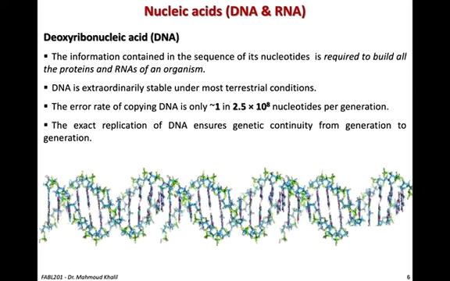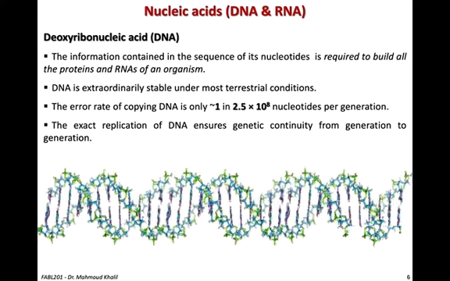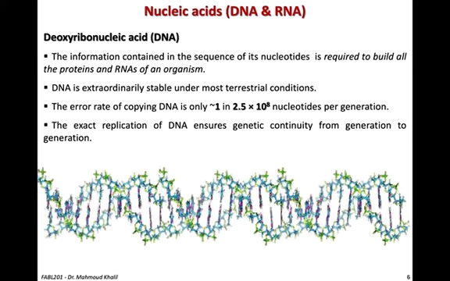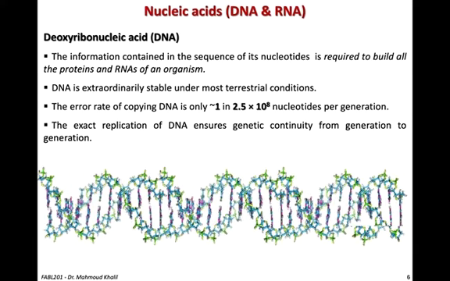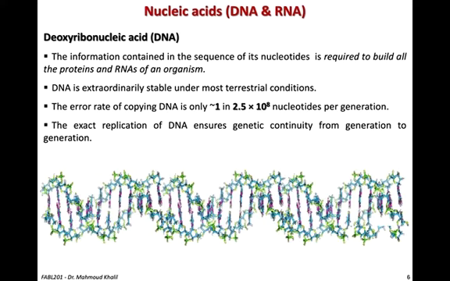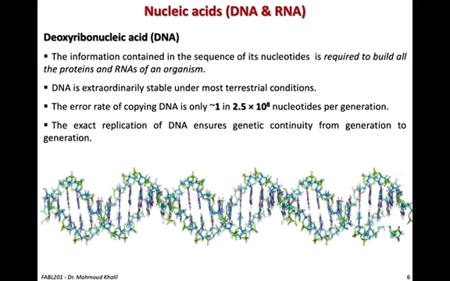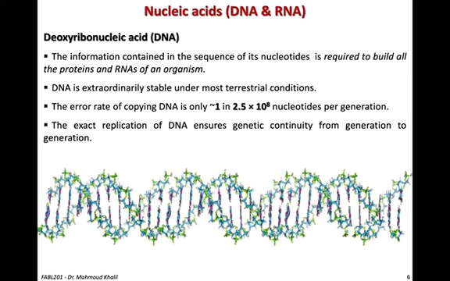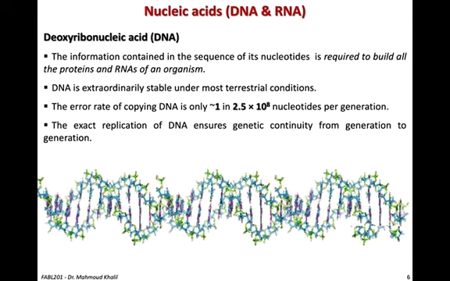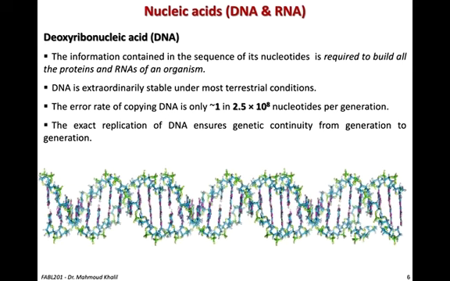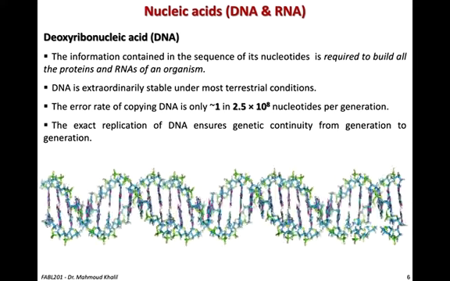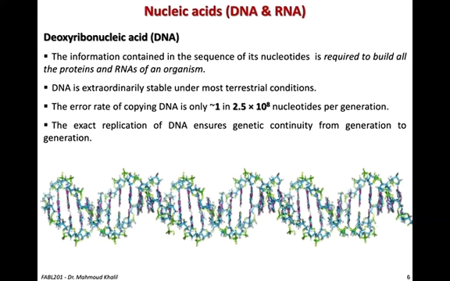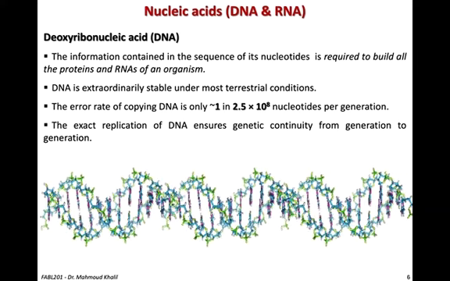For the DNA, the information contained in the sequence of nucleotides is required to build all the proteins and RNA of an organism. DNA is a very stable molecule under many conditions. And the error rate of copying DNA is only 1 in 2.5 times 10 to the power 8 nucleotides, a very low error rate. So the exact replication of DNA ensures the eternity and the continuity from generation to generation.